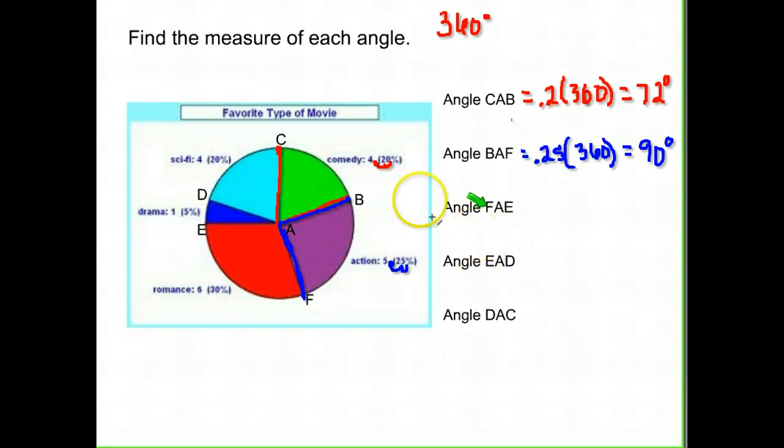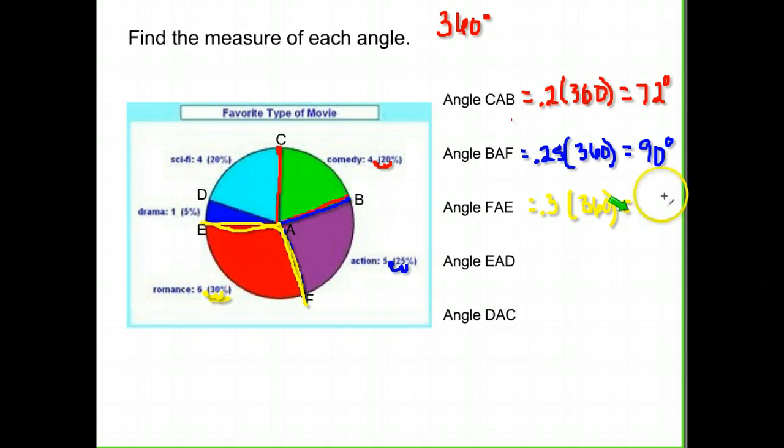Let's move on. Angle FAE. We get a new color here, so again, we're going to start F, down to A, out to E. We want the measure of that angle. If I look out here at its label, it's 30% of the circle. So we're going to follow exactly that same process. We move the decimal 2 places to the left to get 0.30, and we take 0.3 times the total degrees of 360 to find out how many of those degrees are contained in the romance category. 0.3 times 360 gives me 108 degrees.